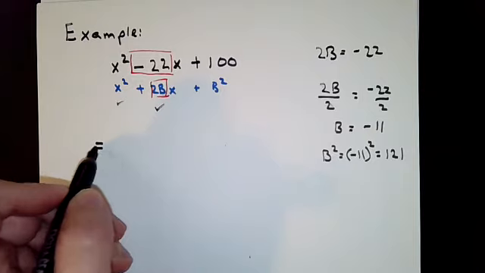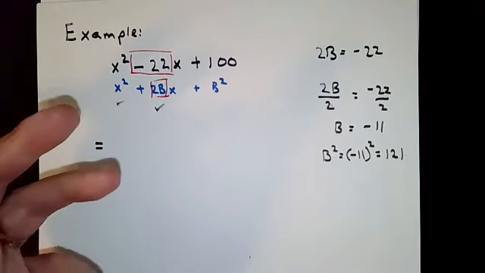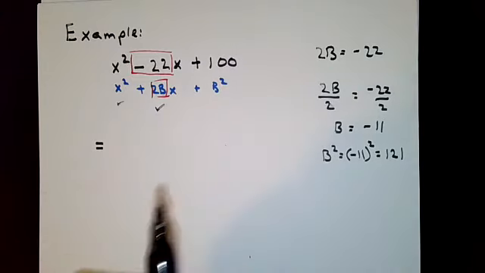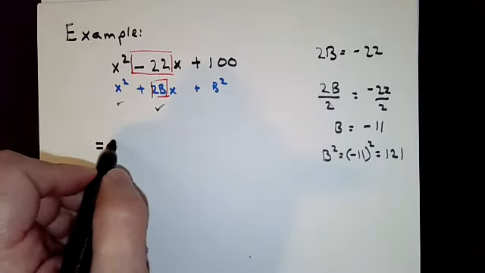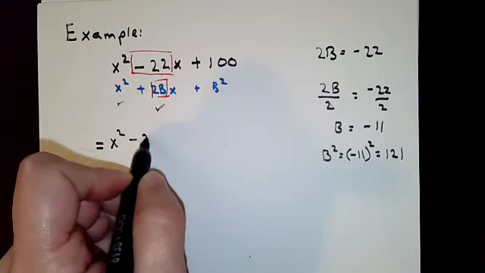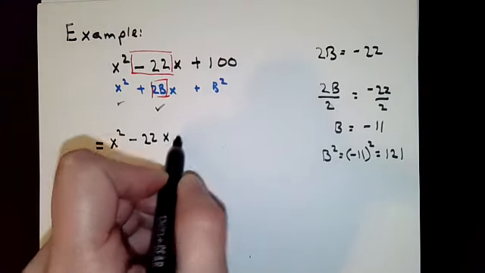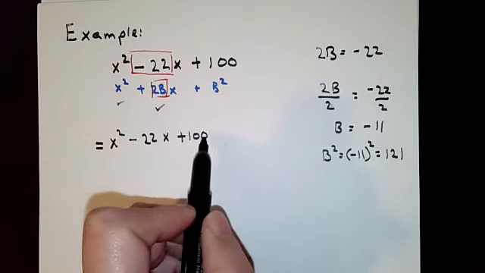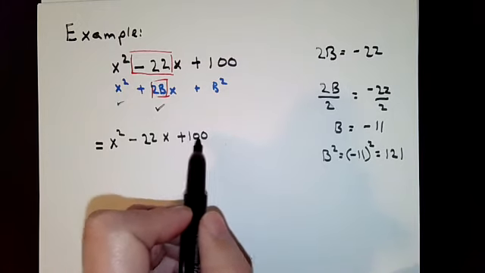In the previous example, I showed you how to add 0, and that will always work. Sometimes the numbers are simple enough that you can tweak the constant a little bit more quickly, and that's what I'm going to do here. So I'm going to write this. I'm still going to add 0. X squared minus 22x. Here's my plus 100. Now what I really need is this to be a 121. So how much am I lacking? I need this to be 21 bigger.